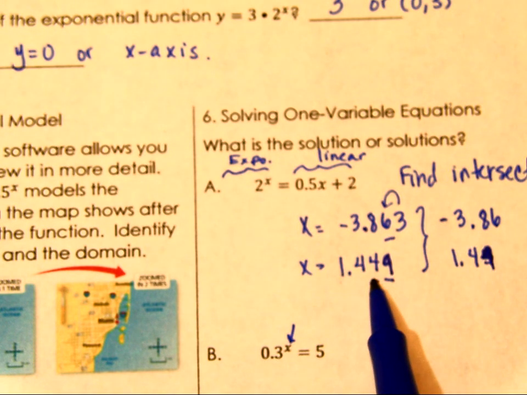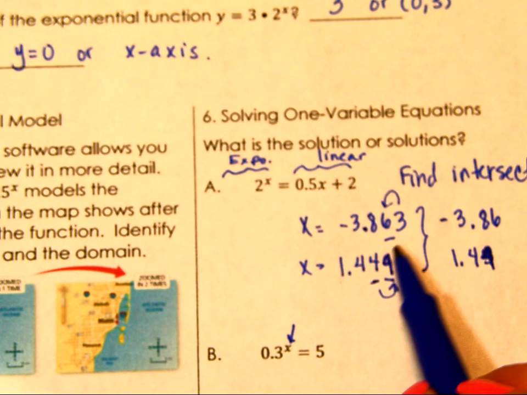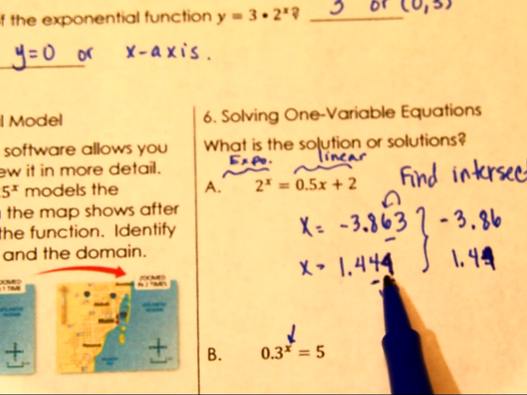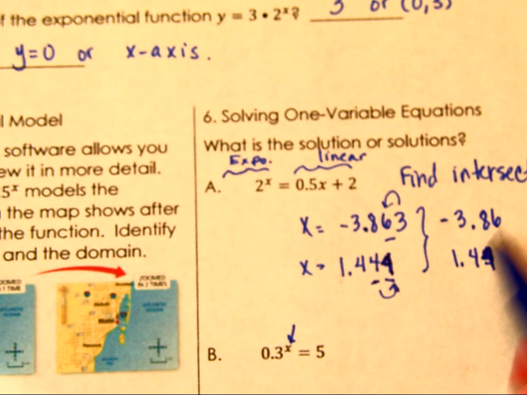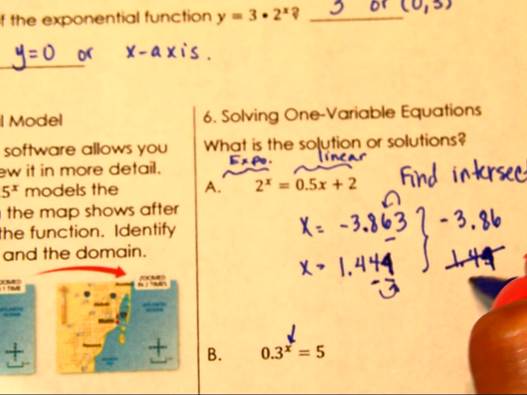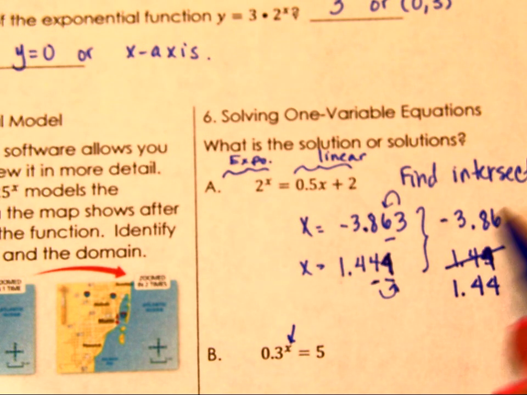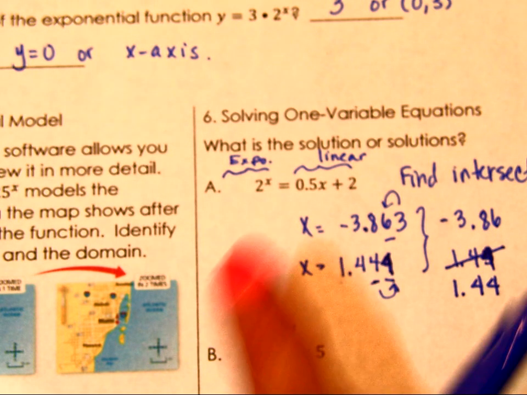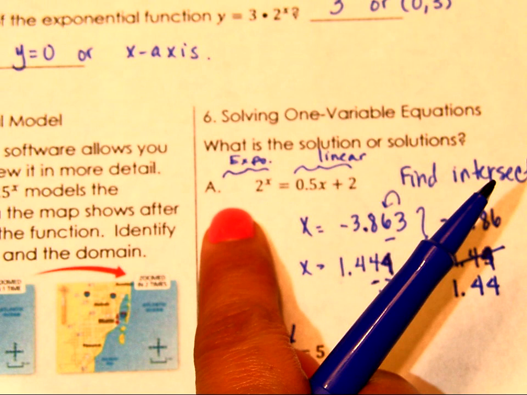Here's my hundredth spot, so I'm going to look at the number afterwards, which is a 4. I accidentally wrote a 9, because 4 is not greater than 5. It stays as 1.44. So I'm going to remove this one and recopy it as 1.44. So these two are my solutions to both the exponential equation and the linear.